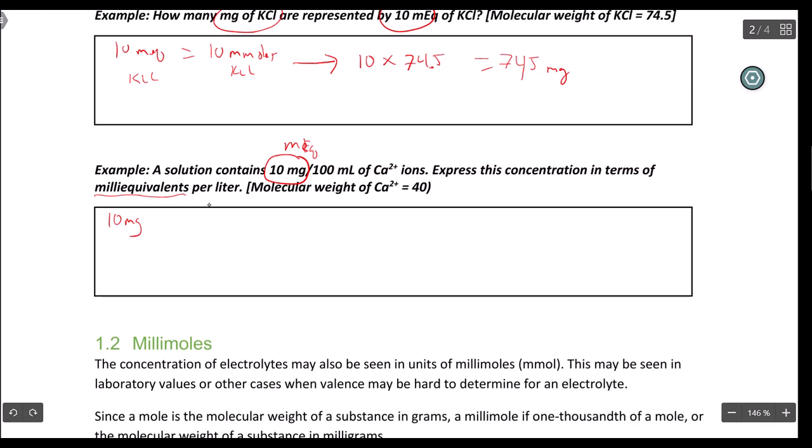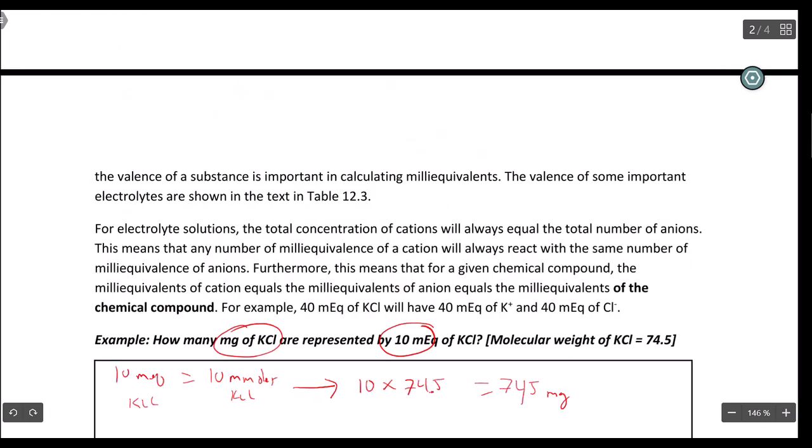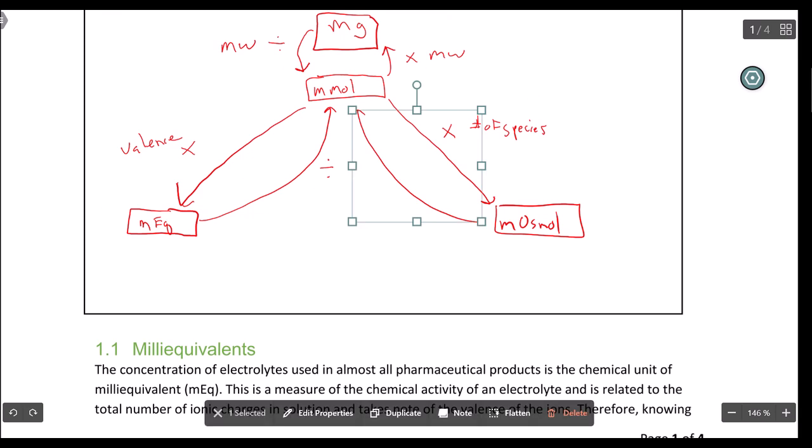So we take 10 milligrams and we divide by the molecular weight. The molecular weight of the calcium ion is 40. So 10 divided by 40 is 0.25, and that's 0.25 what? Millimoles, right? That's what we get, our millimoles.